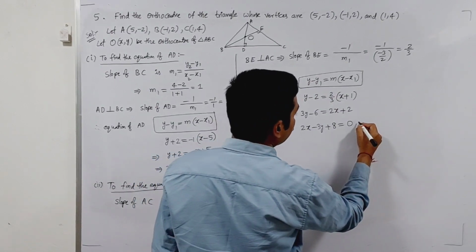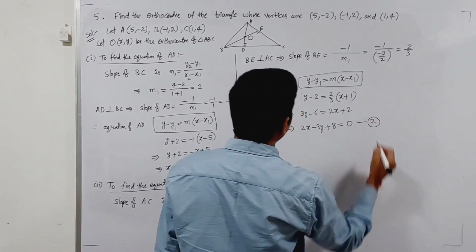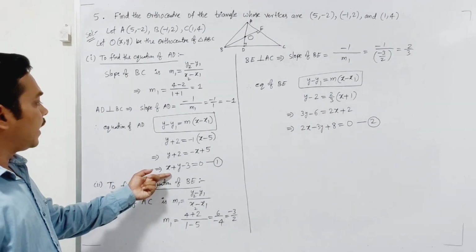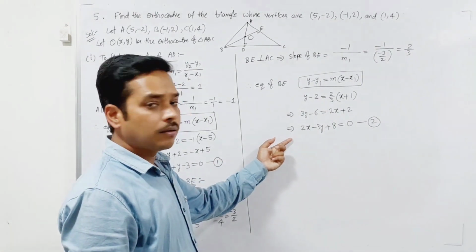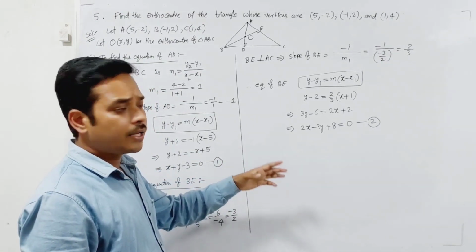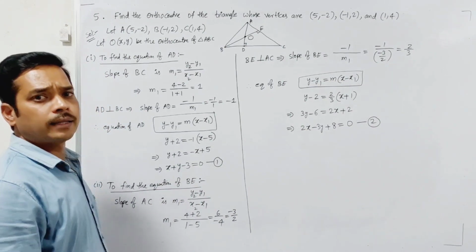So this is the second equation, the equation of BE. This is the equation of AD, and this is the equation of BE. This is the first altitude, and this one is the second altitude. Solving equations 1 and 2, we get the orthocenter.